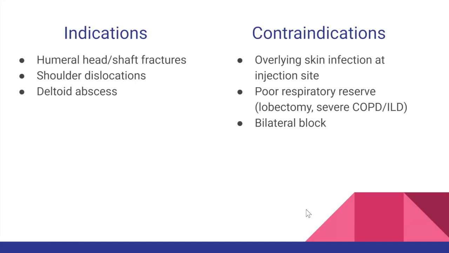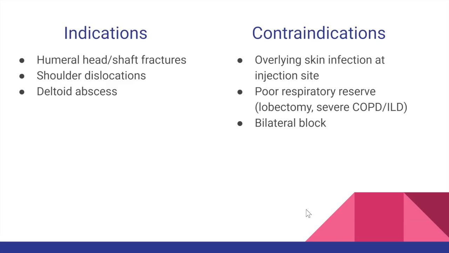So indications for this are going to be a humeral head or shaft fracture, especially for those elderly patients you don't want to procedurally sedate. They have a severely deformed humeral head or humeral shaft that ortho is going to be yanking on. It's a good option for that. Also shoulder dislocations and deltoid abscess. Contraindications are any overlying skin infection. And then the main thing that you have to think about with the interscalene block is that patients with poor respiratory reserve may not be great candidates.